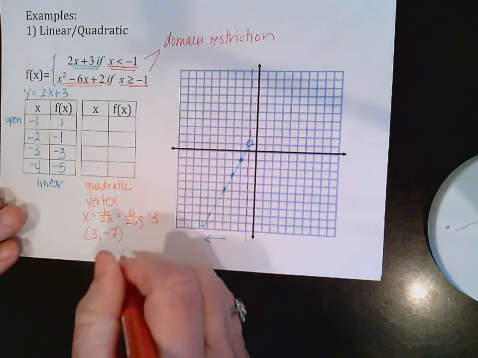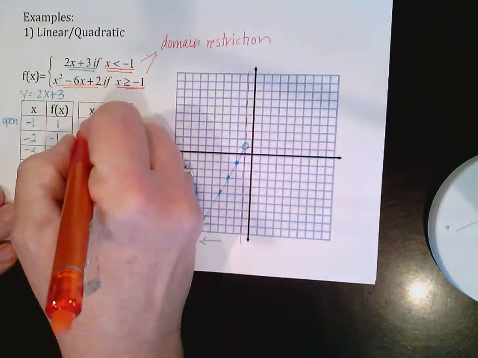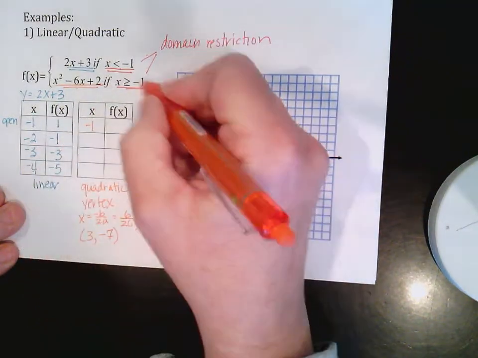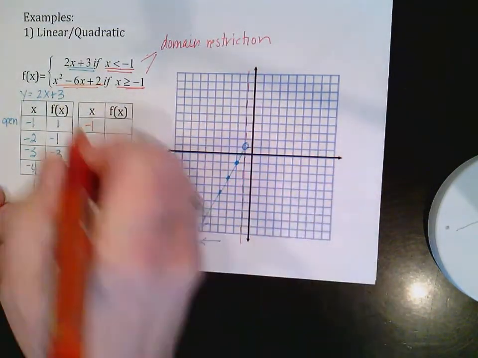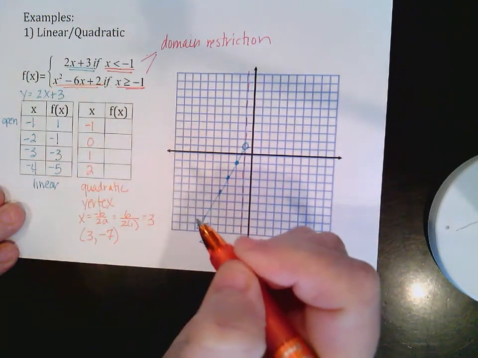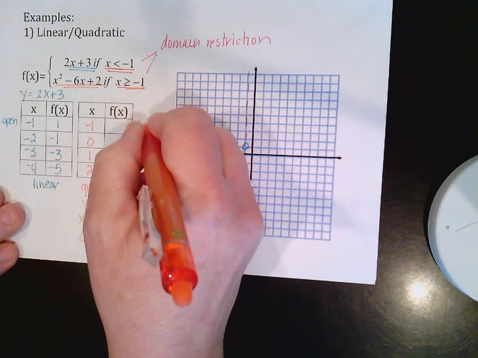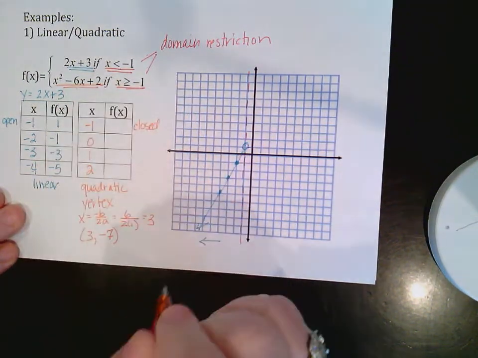So that I know that that's my vertex. For my points in my chart, I'm starting at negative 1. But this time I'm only picking points to the right of negative 1. So I would go with 0, 1, and 2. And my first point is a closed circle because I have an inequality underneath it.